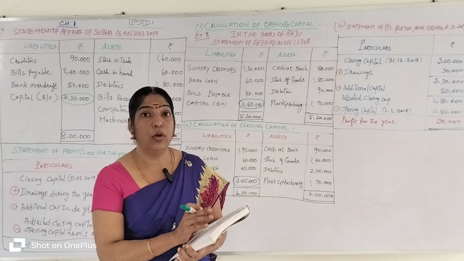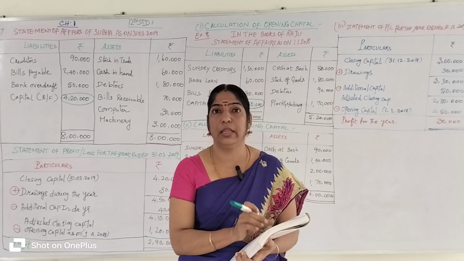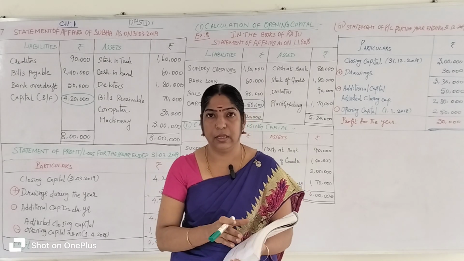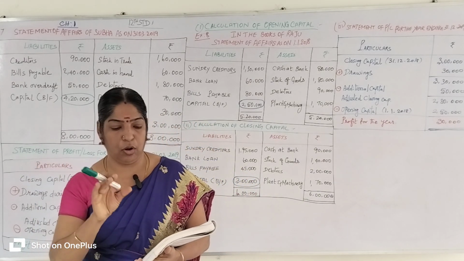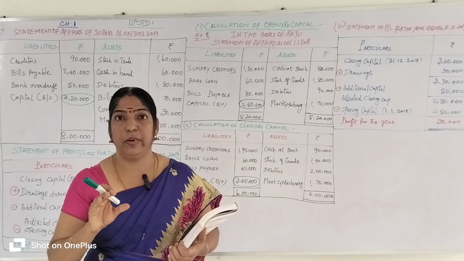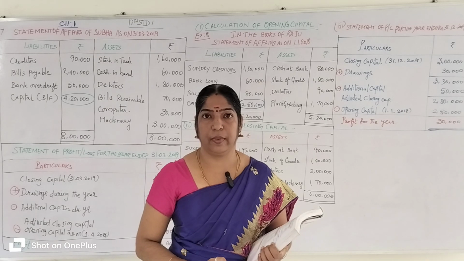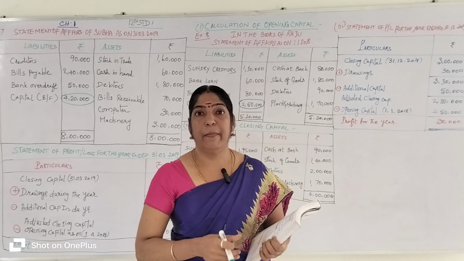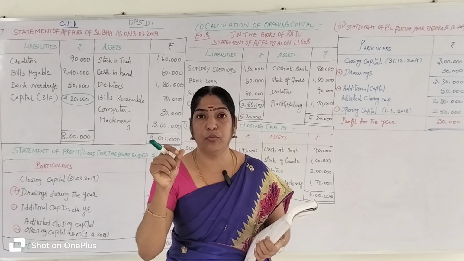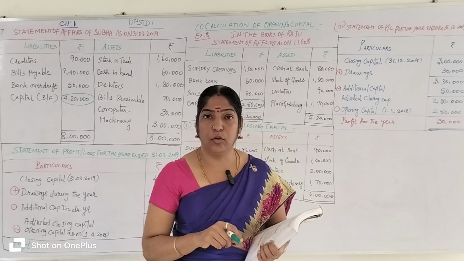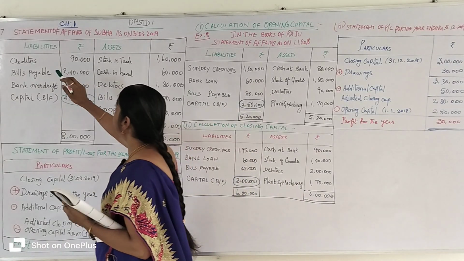So this is the incomplete record. This is not the balance sheet. You may think this is the balance sheet, but no, it's not. A balance sheet means asset total is equal to liability total, and we get the same total. But this is incomplete information. From this incomplete information, we are going to find the capital, the closing capital.